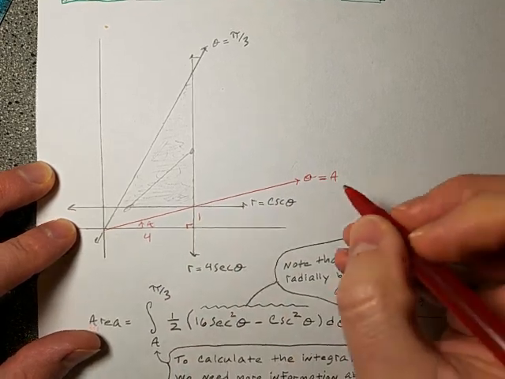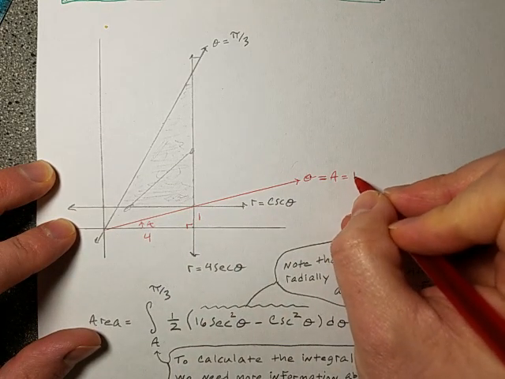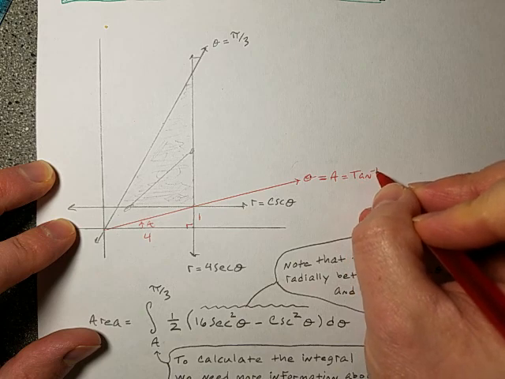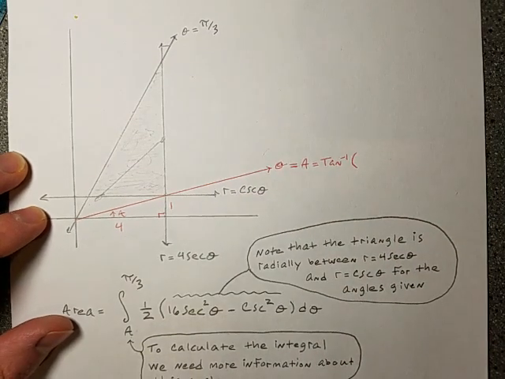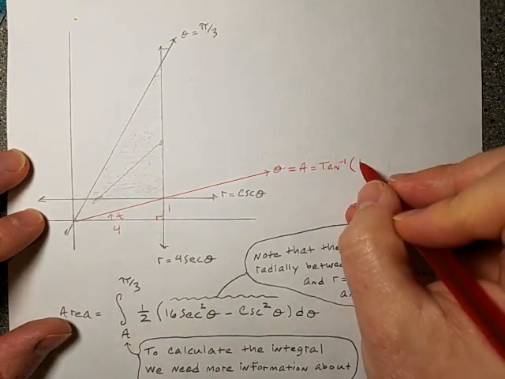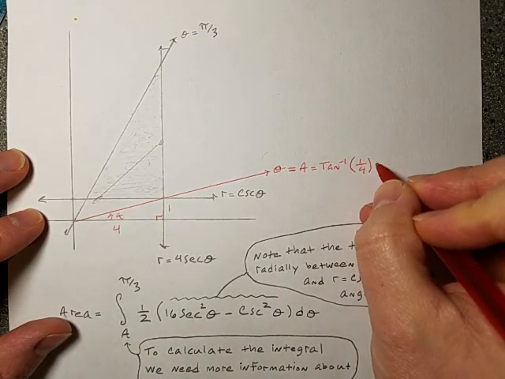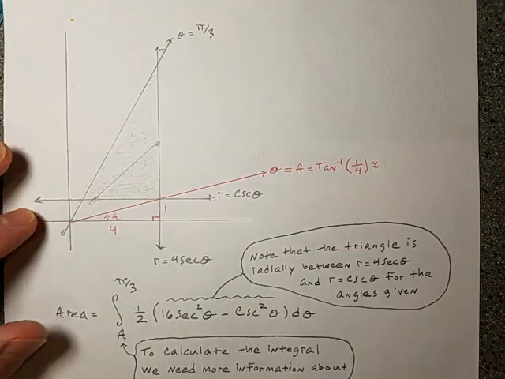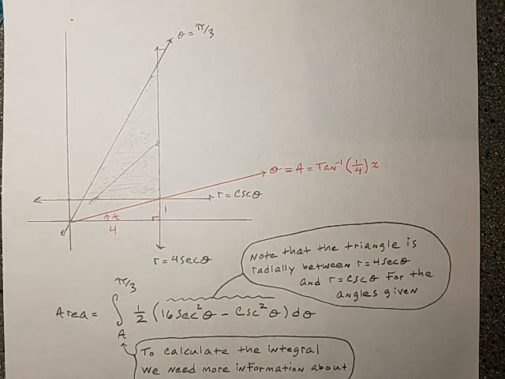So I could say tangent of A would be 1 over 4, so A is tangent inverse of 1 over 4. So I guess you could say that's the angle, tangent inverse 1 over 4. I'll go ahead and give you the angle in degrees.